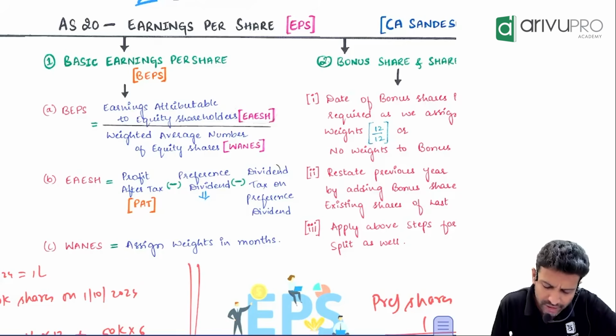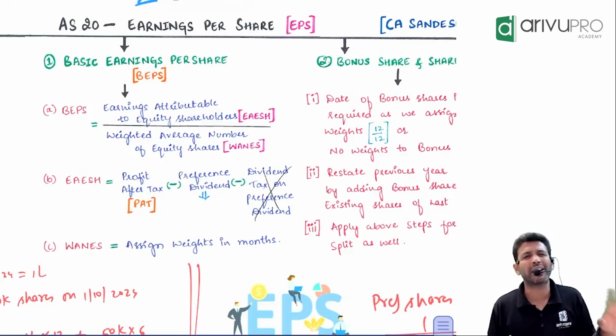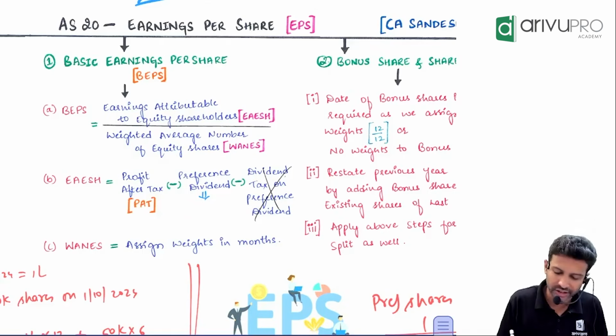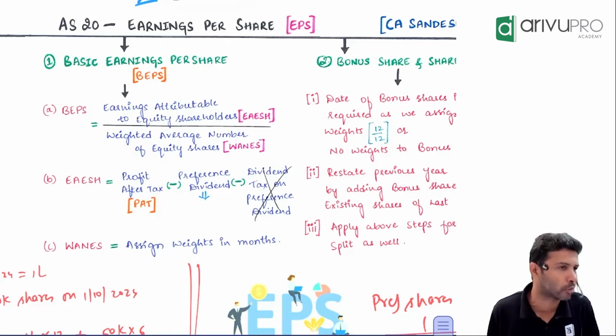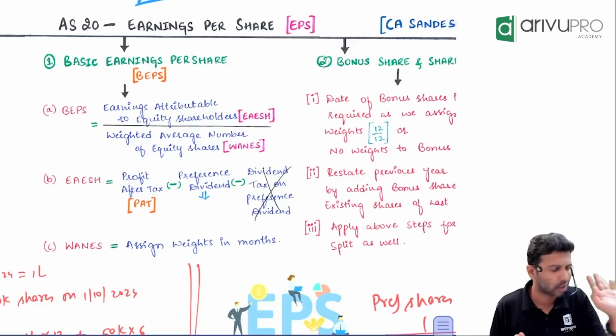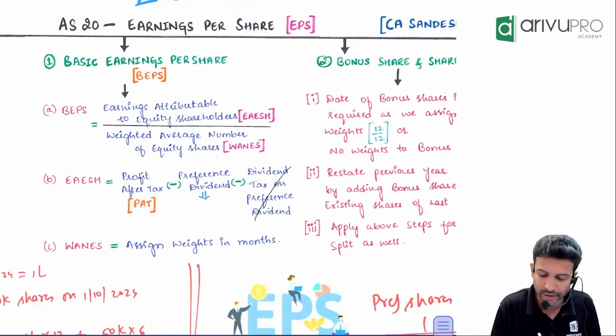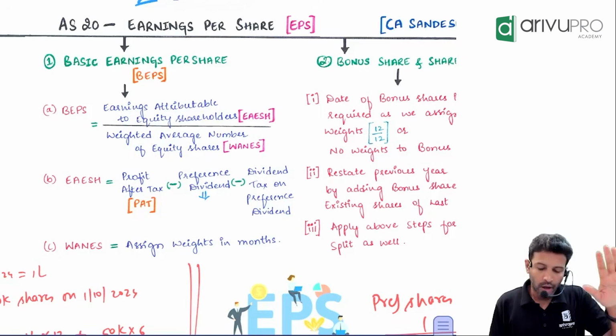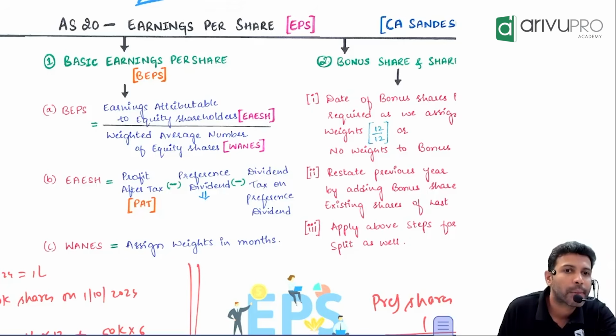Earlier, there used to be a dividend distribution tax concept also. Now it's abolished, so this may not be relevant. Some 7-8 years before, if you see some questions, dividend tax adjustment also used to be there. Hence, I have brought it in. In today's context, this may not be relevant for you. Alright, so you got how to calculate EAES.